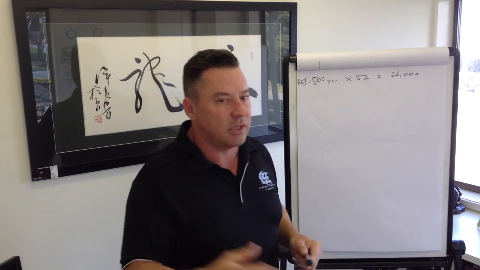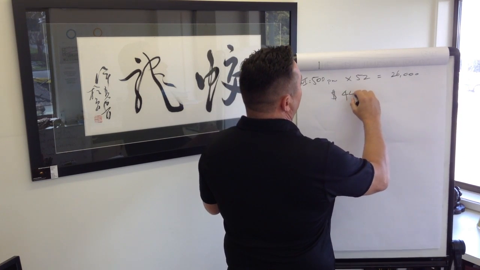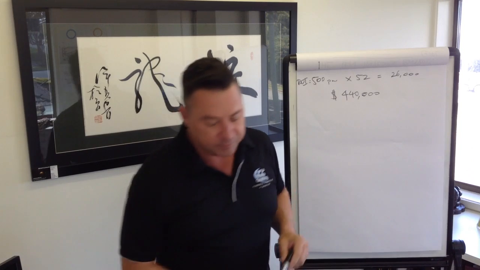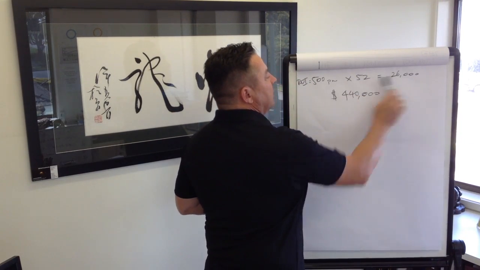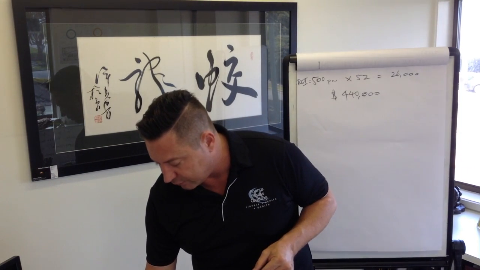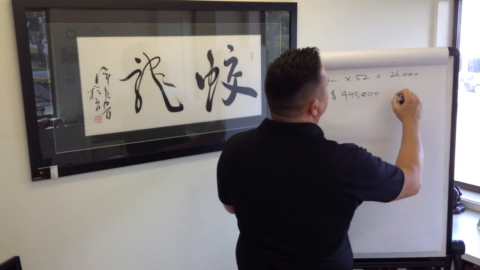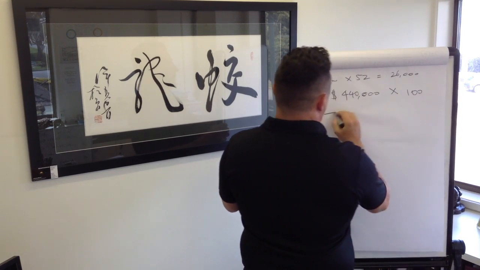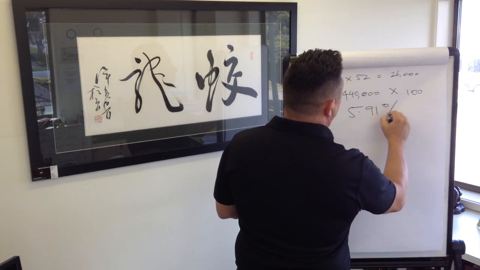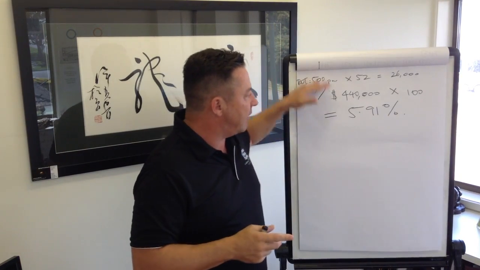Now remember, I'm talking just gross numbers here. So then we're going to say, right, well the property is worth $440,000 to buy, or is listed for $440,000. So we take our annual rent and then divide that by $440,000. So $26,000 divided by 440, and then we multiply by 100%. So divided by 440, then multiplied by 100, gives us a gross return on investment, or ROI, of 5.91%.